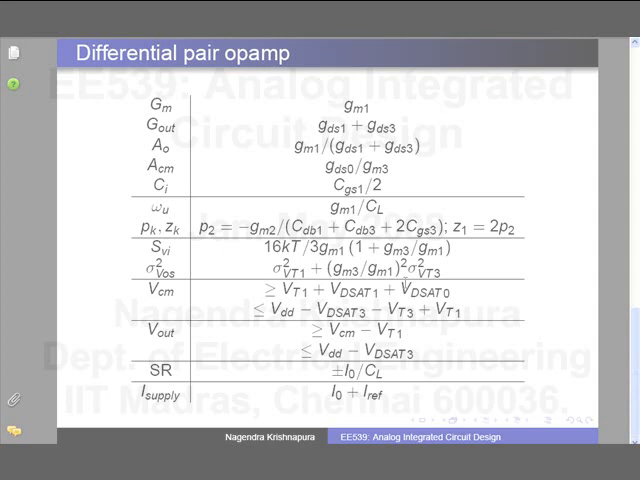What will you do to reduce the input referred offset? So you can reduce GM3. So what will happen in that case? So if you reduce GM3 for the same current, you are operating at a higher VGS minus VT. So again the swing will reduce. If you increase GM1, what happens?